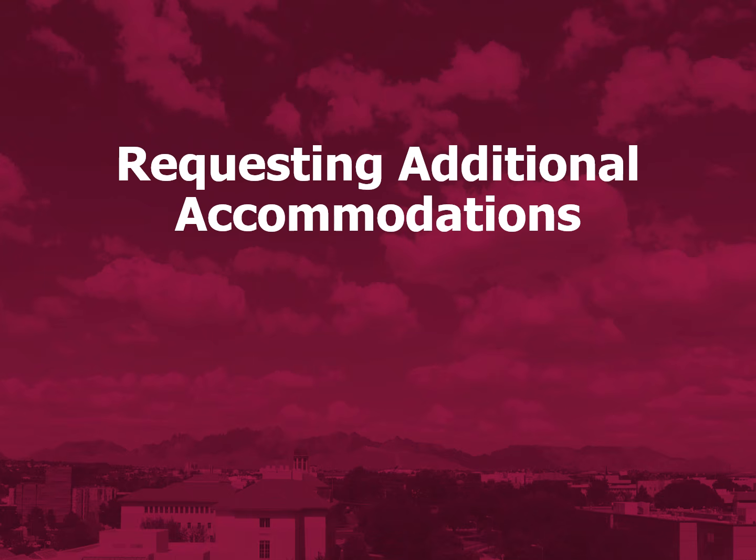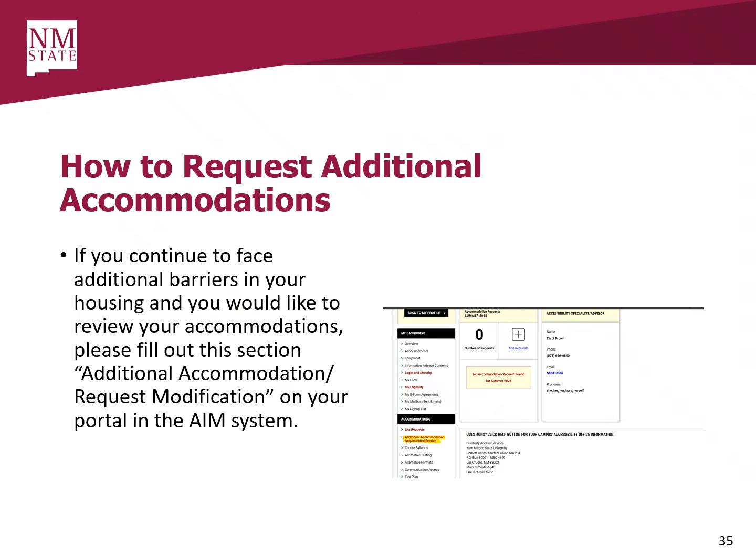We will now go over how to request additional accommodations. If you continue to face additional barriers and you would like to review your accommodations, please fill out this section, Additional Accommodation, Request Modification, on your portal in the AIM system. There is a screenshot that shows the overview of the AIM portal. At the bottom, the selection Additional Accommodation, Request Modification is highlighted.